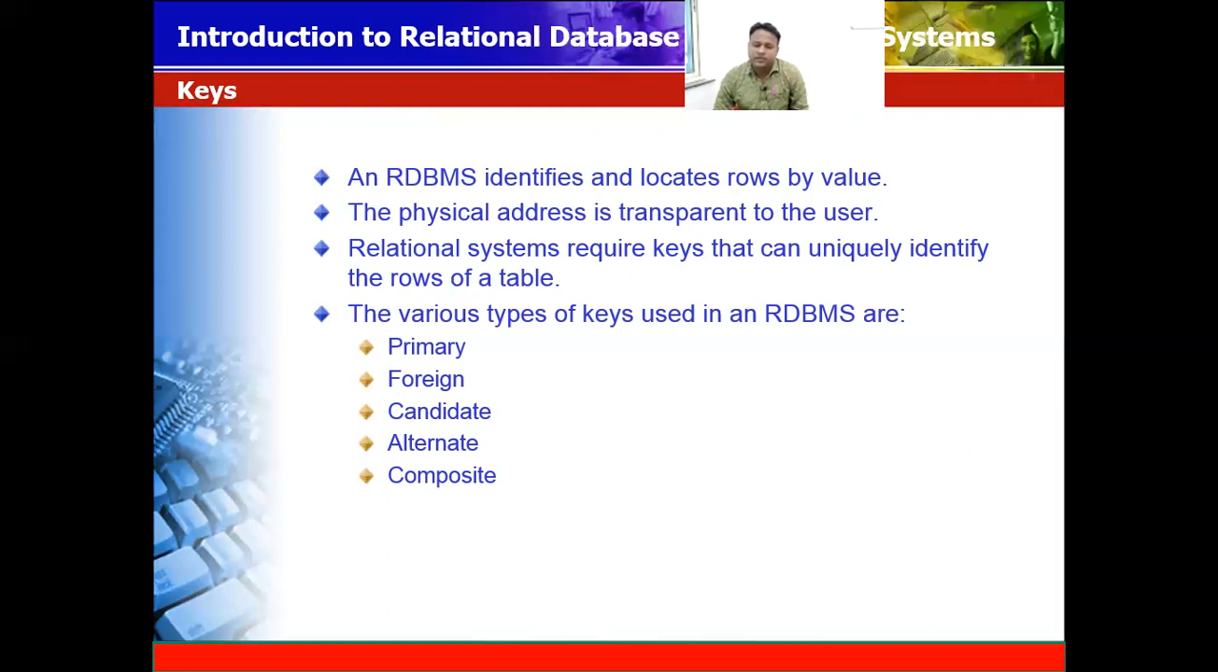Then what is an alternate key? After you choose the roll number as a primary key, the contact number becomes the alternate key.